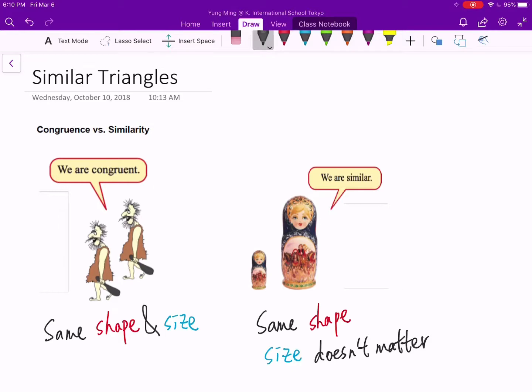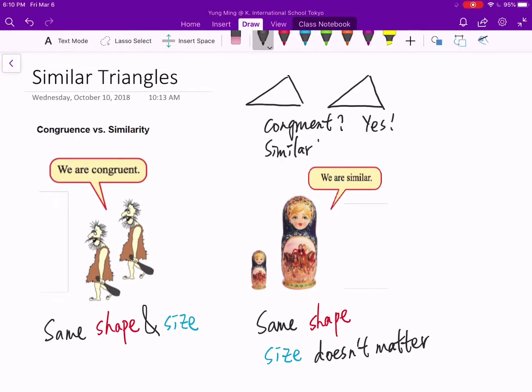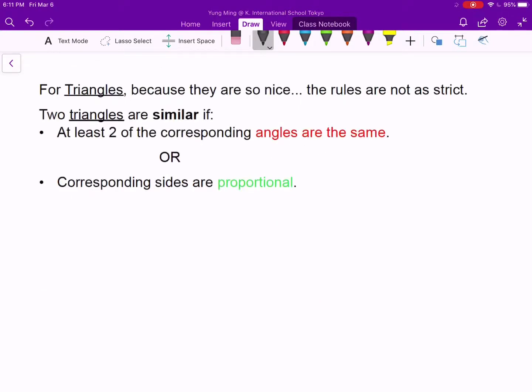So one example is if I have two triangles like this. Are they congruent? The answer is yes. Now are they similar? The answer is also yes. Now today we're only going to focus on similarities between two triangles. For triangles, because they're so nice, we only have three sides and three angles, so things are a lot simpler compared to, for example, these guys.